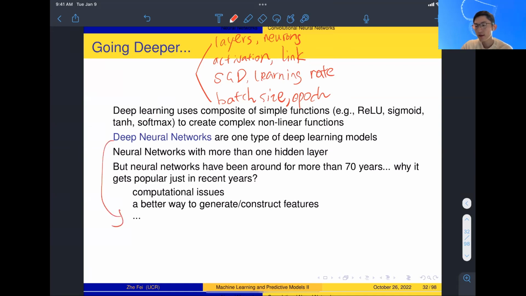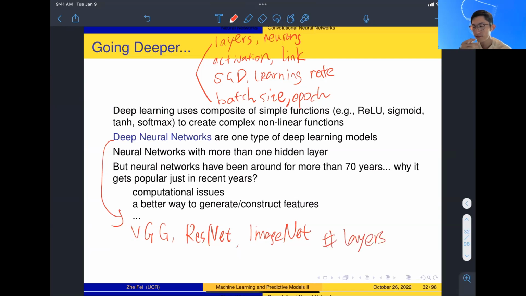Typically, for some deep neural network examples, people developed VGG or ResNet or ImageNet, and so on and so forth. All of these different network models might have dozens or even over 100 layers. So the number of layers could be much larger. That's what we mean by deep neural networks.